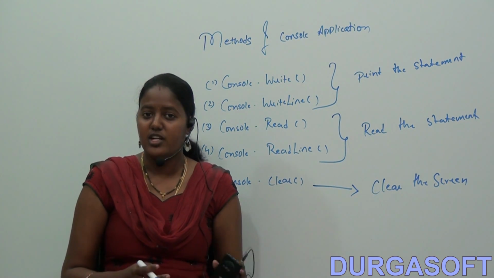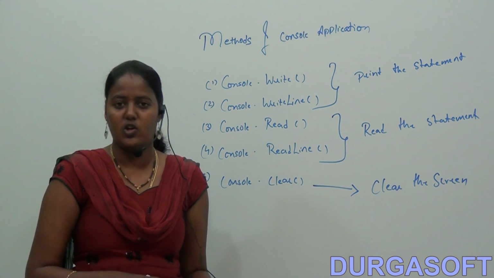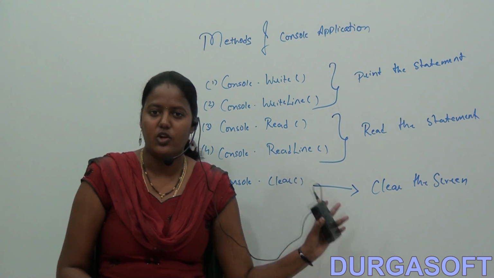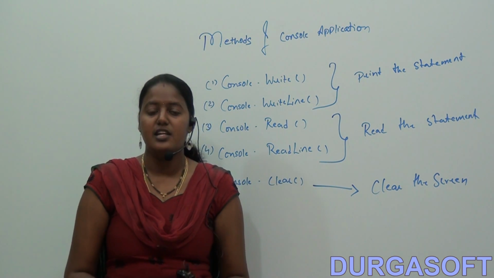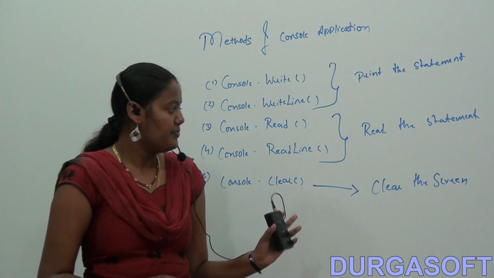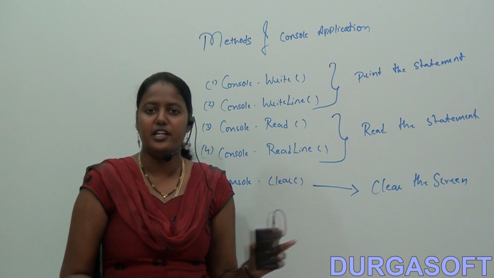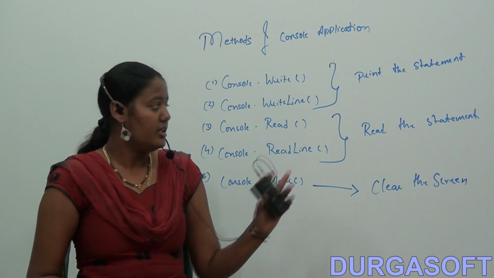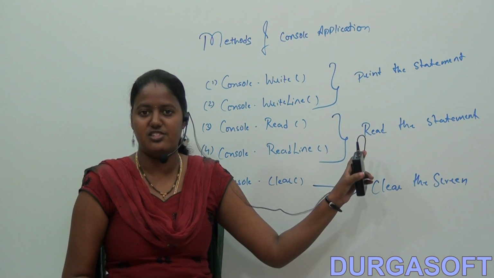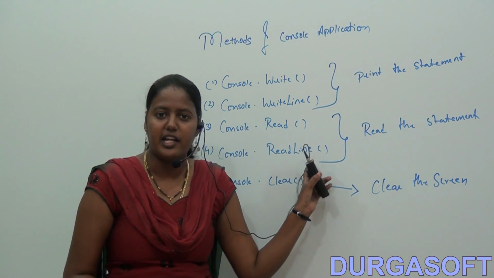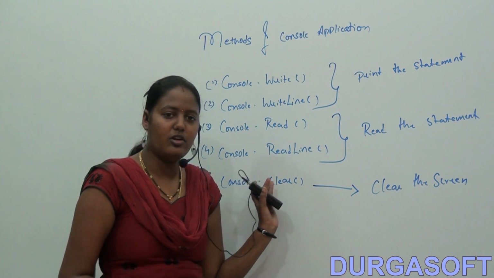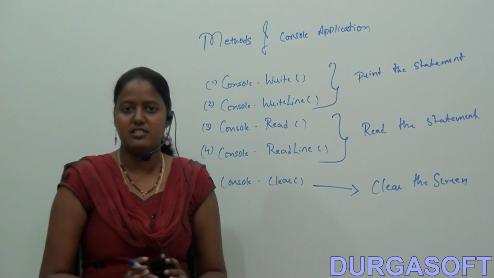Next, what is the difference between console.read and console.readLine? The difference is, read reads only a single character, and console.readLine reads the total string. And when it returns, console.read returns an integer, and console.readLine returns a string. And console.clear clears the screen.